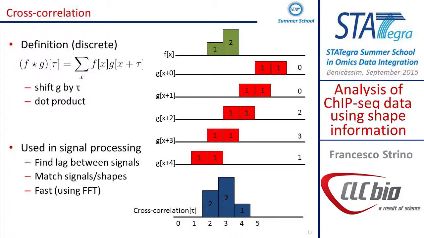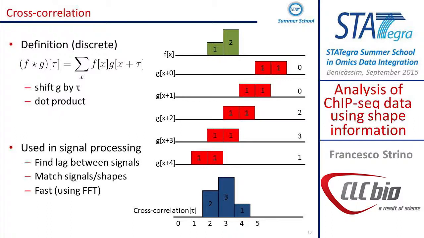So it's used a lot in signal processing, and the most common thing is to find the lag between signals. If you're waiting for some signal and you know that it's somewhere there, you want to find out where it starts. You basically slide it and find where it best matches. So that's a typical use.